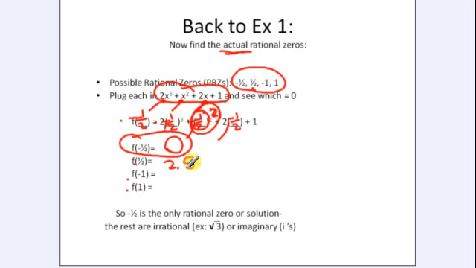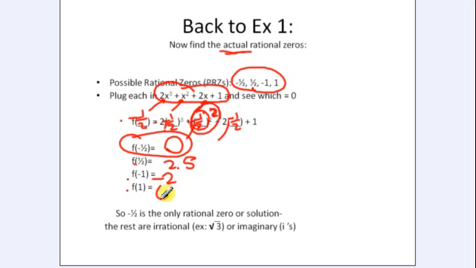Go ahead and plug in -1. Pause if you need to. And you should get -2. Now plug in 1. When I plug in 1, I get 6. Is that what you got?